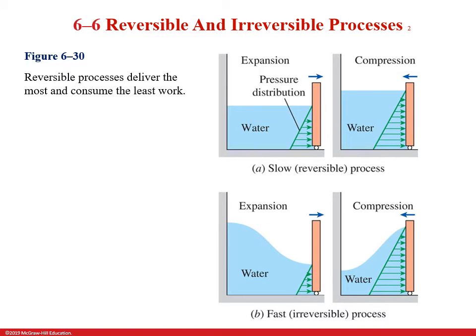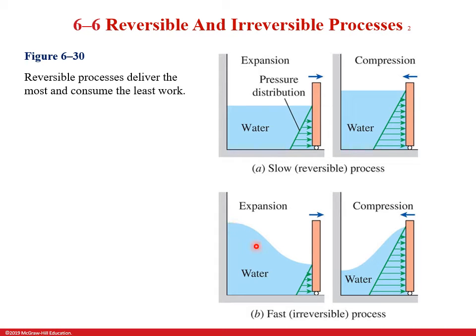Then you could have something like this, a very fast process where you expand quickly, or you compress quickly. And what happens here? Well, if you all of a sudden expand very quickly, you move this gate faster than the water can change positions, right? So what do you get? You get a lot of sloshing in here, right?